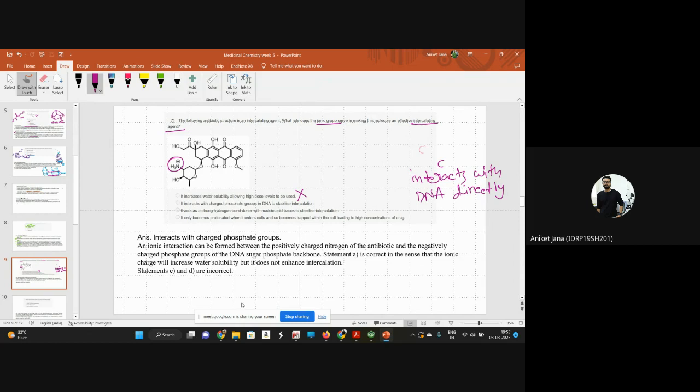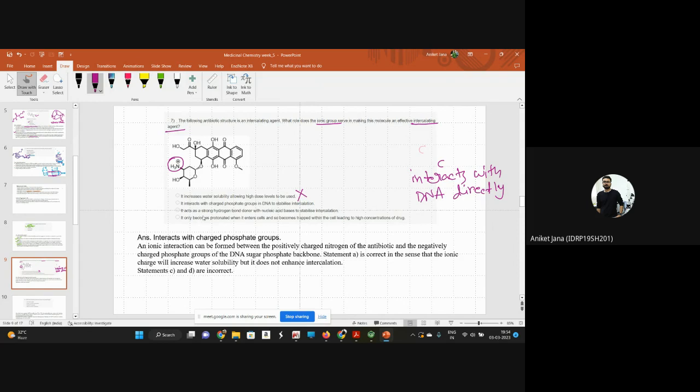So this statement in a way is true, that it increases water solubility. This tertiary amine group is a very polar group, and it increases the water solubility, but this solubility has no effect in terms of intercalation. So in this question we are marking this as a wrong one.